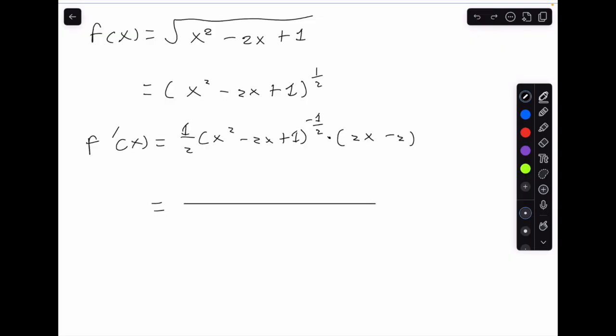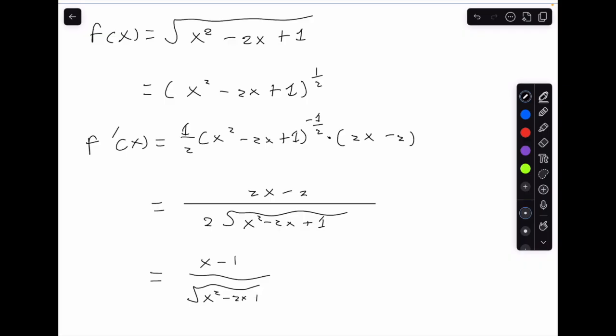So to simplify this further, we can bring this whole term down into the denominator and say, okay, this is now the square root of x squared minus 2x plus 1. Remember, when we bring this down, we change the sign, right? So it's no longer negative 1 over 2. It's to the power of positive 1 over 2, which is just the square root. And in the numerator, we have 2x minus 2. Divide everything by 2, we get x minus 1 divided by everything under the square root. And that's our final answer.